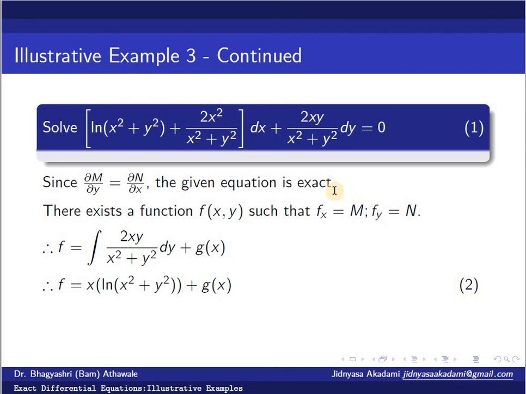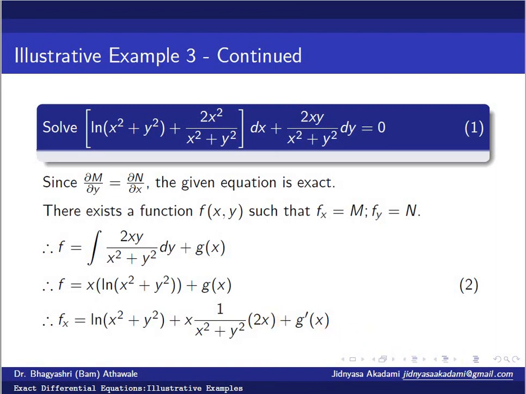Now we are using this equation. So differentiate this f with respect to x. And so ∂f/∂x is ln(x² + y²) as it is, times the derivative of x, which is 1, plus x as it is, times the derivative of ln(x² + y²), which is 1 upon x² + y² into 2x, plus g'(x).